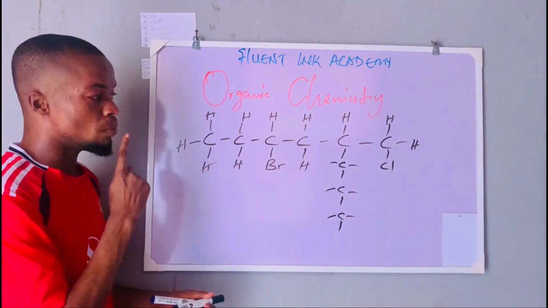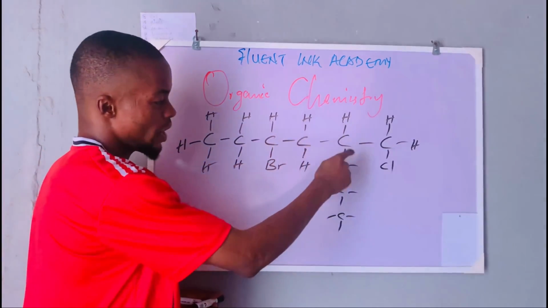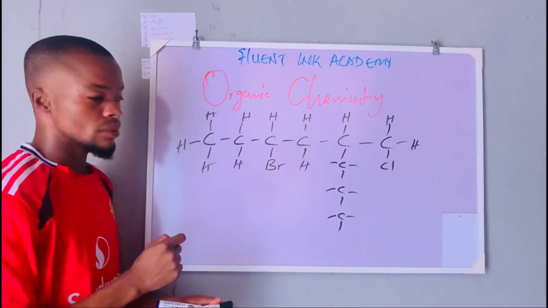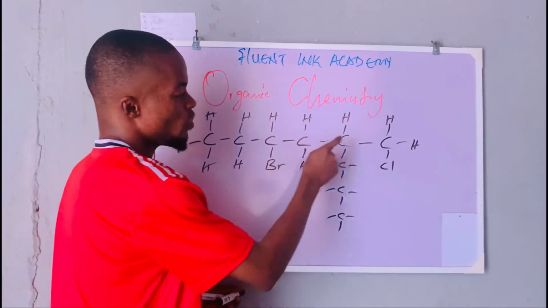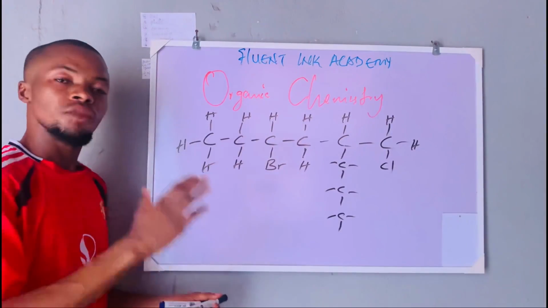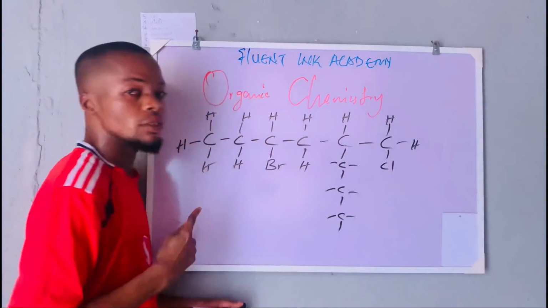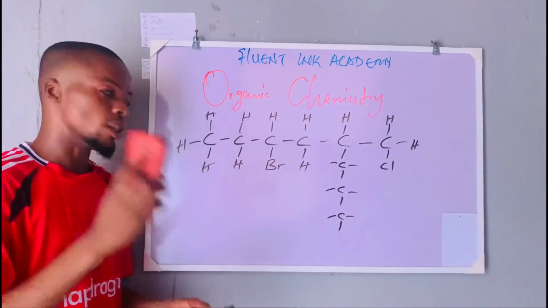So if you are naming this compound, you should consider the longest carbon chain: 1, 2, 3, 4, 5, 6, 7, 8. Eight. Not 1, 2, 3, 4, 5, 6. You understand it? So the first thing that should be considered is the longest carbon chain, not the longest straight carbon chain. Is that understood? That is one thing that should be considered.